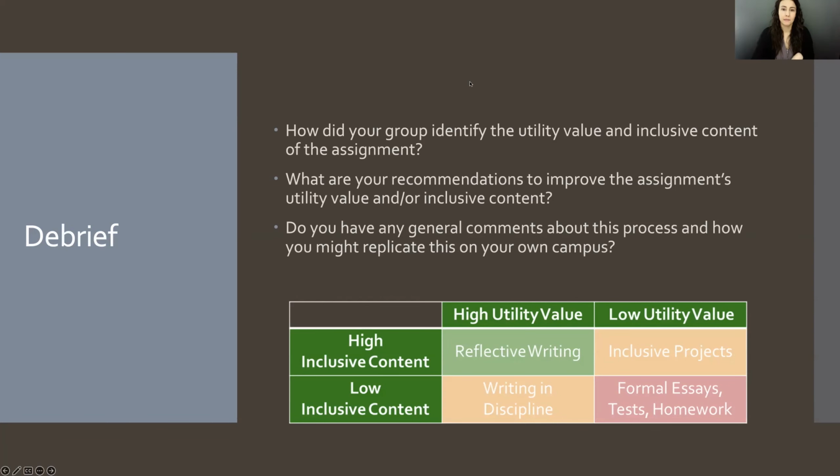We'll start with group 1. Hopefully you all were able to have someone volunteer to be a speaker for your group. That was the group that looked at a mythology English essay. So would someone from group 1 mind sharing how your group identified the inclusive and utility value of your assignment, and how perhaps you recommended ways to improve it, or things that the instructor could do in the class as a whole, maybe not on that one particular assignment?